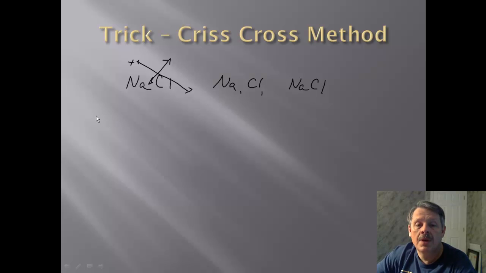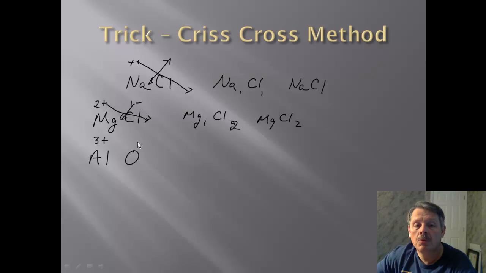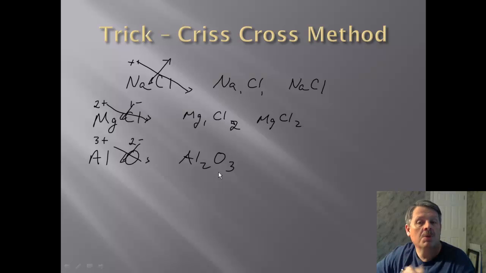What happens if I have Mg and Cl? Well, Mg has a 2+ charge. Chlorine has a 1- charge. When I cross those numbers, the 2 goes after the chlorine. So I have Mg1Cl2. So the way I would write that, because I don't write the 1s, is MgCl2. How about aluminum and oxygen? Well, aluminum has a 3+ charge, and oxygen has a 2- charge. So when I cross them, I get Al2O3. Much, much easier than doing all the other stuff, but I wanted to make sure you understood why it worked. Okay? And this works.